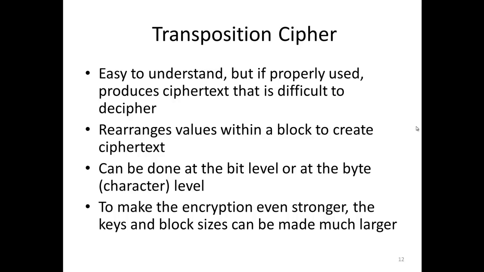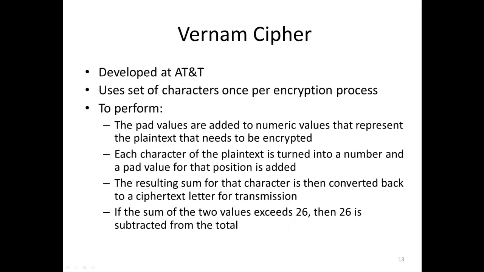Transposition ciphers would move these bits or bytes to another location within the block, so that bit 1, for instance, would become bit 4, bit 2 would become bit 7, and so forth. To make the encryption stronger, the keys and block sizes can be made much larger. The larger the keys, the larger the block size, the more difficult it is to break a bit transposition cipher.